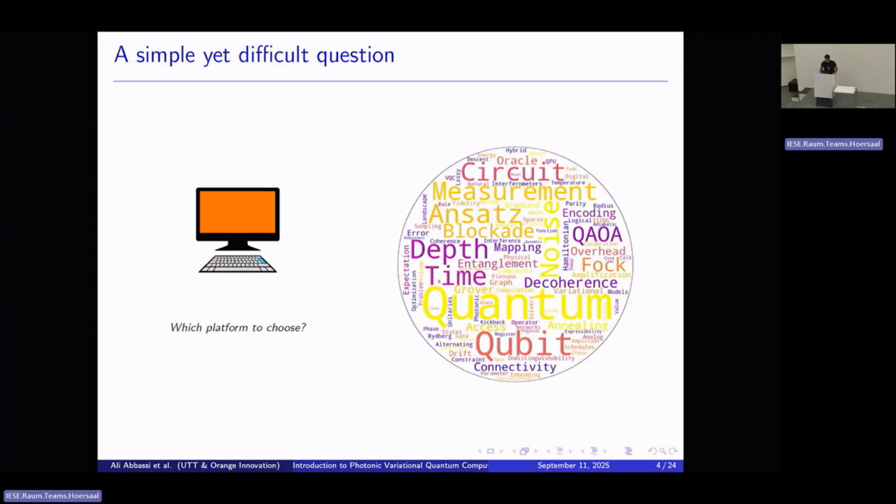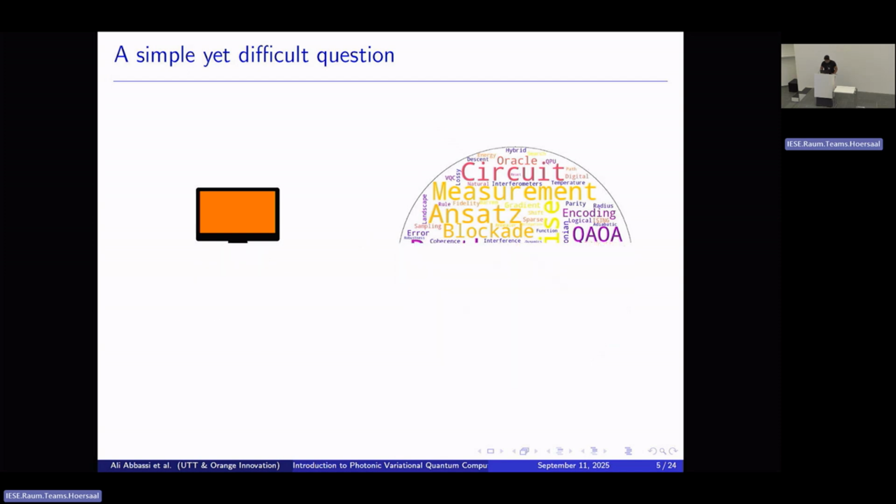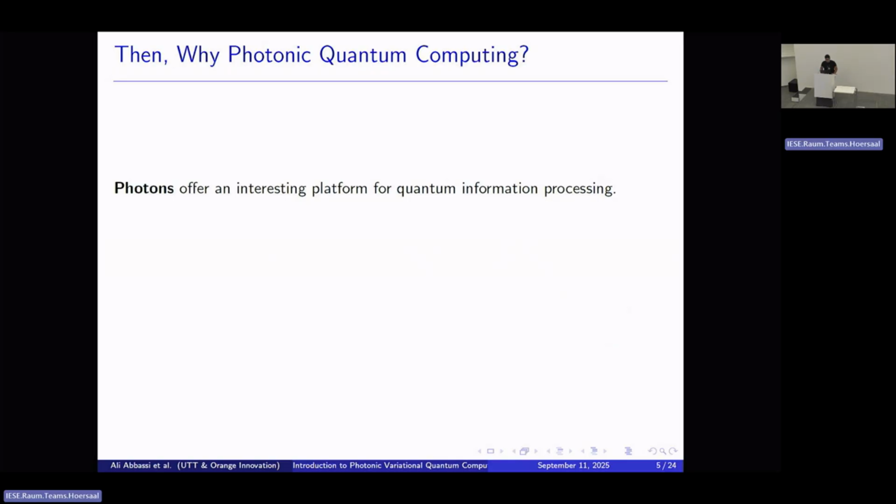All right, so the question is easy to ask, but quite difficult to answer. Which quantum computer for which problem? As you can see here, we might have some leads, but once again, our lifespan is limited, so we have to pick some. And photons, this is the claim, offer an interesting platform for quantum information processing. We saw this with quantum communication, with cryptography, so why not in quantum computing? And there are three reasons to that, or three arguments.